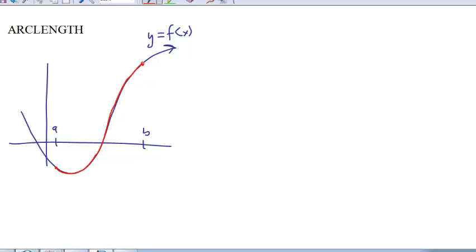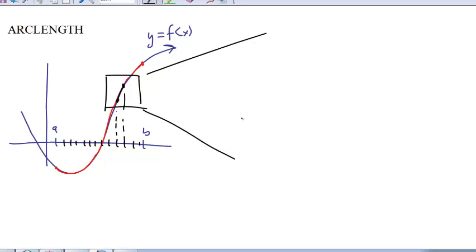Well, the trick is, like it always is, to break it up into lots of little pieces. Break the interval a b up into little pieces, and each little piece will refer to a piece of arc length. And we will add all of those up, and we will get the total arc length. So the question is, what's going on here? Zoom!